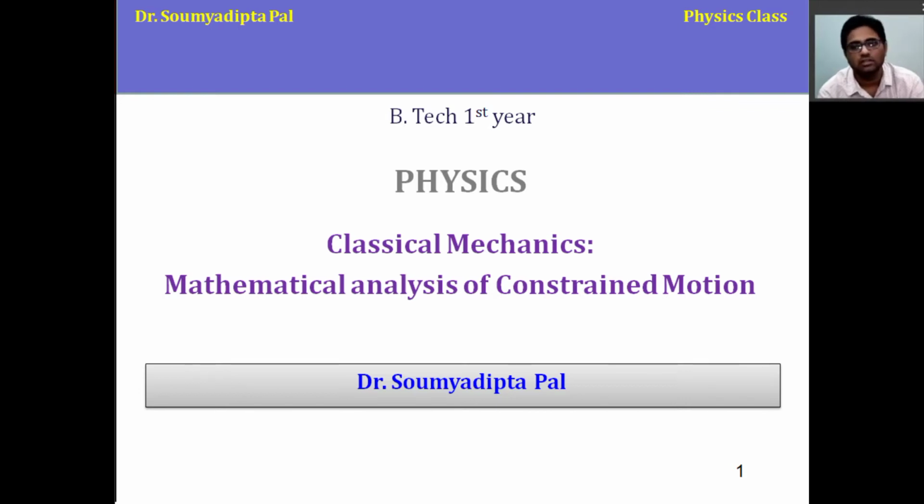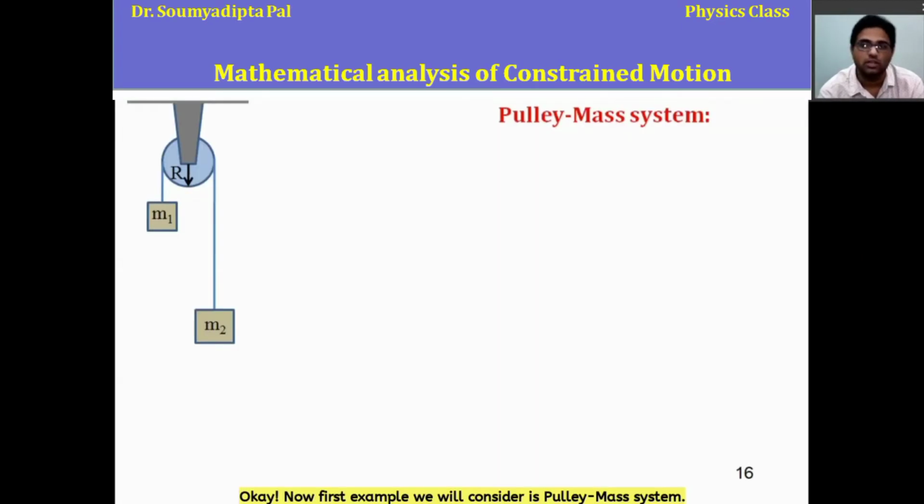In the last class, we discussed different types of constraint equations, and those are holonomic, non-holonomic, scleronomic and rheonomic constraint equations, right? Today I am going to discuss mathematical analysis of constrained motion considering a few examples, and you will see how to construct the equation of constraint. The first example we will consider is a pulley-mass system.